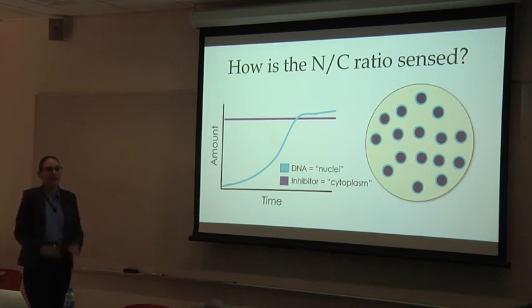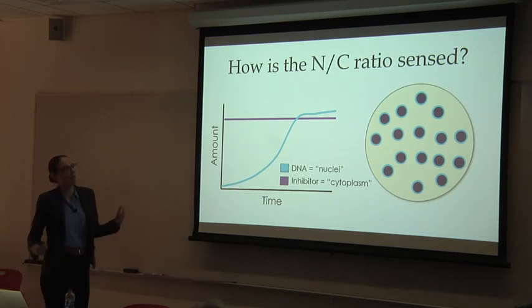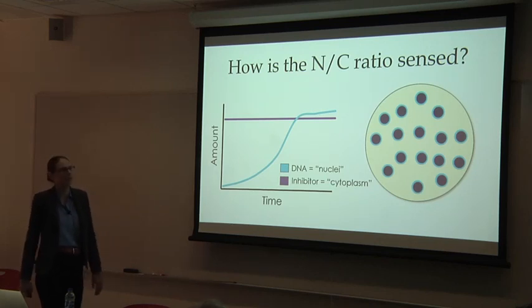This is the idea. It's called the titratable inhibitor hypothesis, and it's been the state of the field since the Newport and Kirschner paper, so 82, a little less than 40 years.